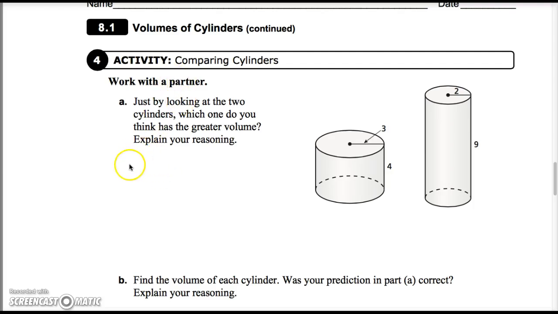Okay, so I want you to take just a minute. You may need to pause the video, but you're going to write which one you think has a greater volume, and make sure you explain your reasoning. Maybe you think the one on the right because it's taller, or maybe you think the one on the left because it's wider. Okay, either one, just make sure you have the reasoning to back up why you think it has the greater volume.